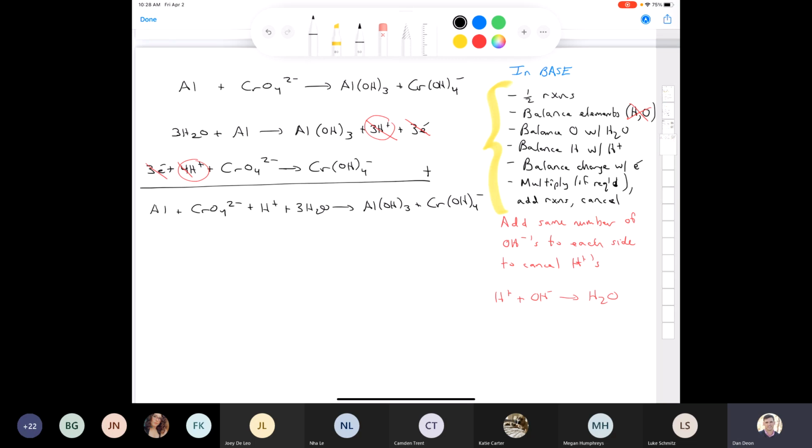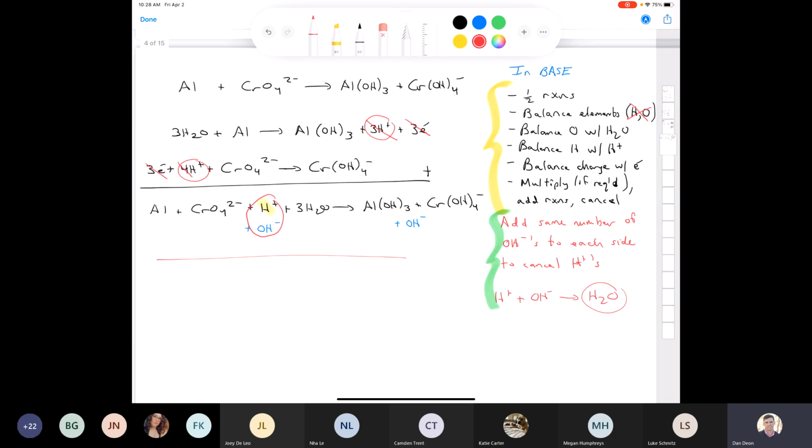Okay, so now we're at the very last step. Now we're going to add the same number of hydroxides to each side to cancel the protons. There's only 1 proton in the entire thing, and it's right here. So we're going to add 1 hydroxide on this side, and we're going to add 1 hydroxide on this side. When I combine H plus and OH, what do I get? I get H2O. So now instead of having just 3 H2O, I'm going to have 4 H2O on that side.